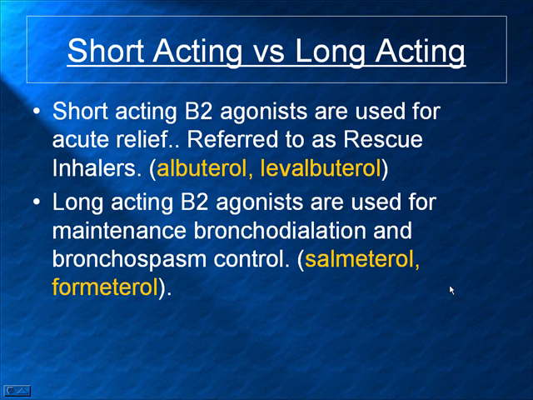Now, as we review, we need to look at short-acting versus long-acting type beta-agonist drugs. And short-acting beta-agonist drugs are used for acute relief, referred to as rescue inhalers. Drugs such as Albuterol and Levalbuterol would be good examples of short-acting beta-agonists for acute attacks. And long-acting beta-2 agonists are used for maintenance bronchodilation and bronchospasm control. Drugs such as Salmeterol and Formoterol are both good examples of long-acting beta-agonist drugs.